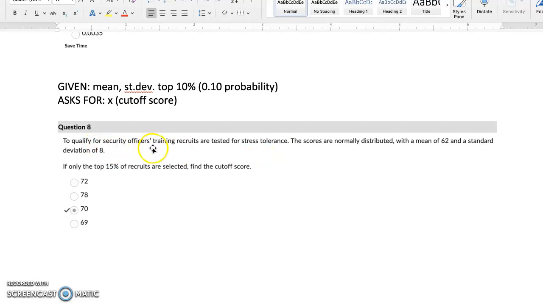To qualify security training officers, and these are problems that you already worked. I just wanted to explain them to you because you seemed to have a question. You did them right, but let's make sure you understand the basics of this. The scores are normally distributed with a mean of 62, a standard deviation of 8, and only the top 15% are recruited.